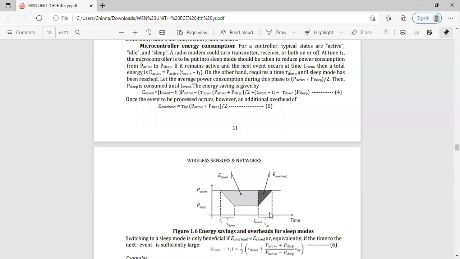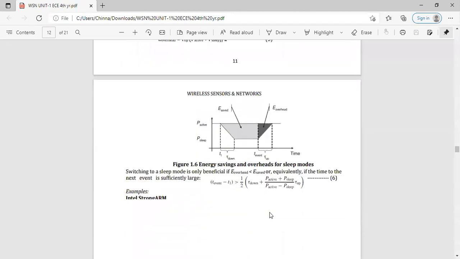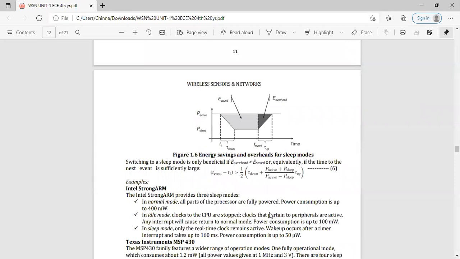We also have the overhead of that particular event. In that case, E overload is equal to T up times (P active plus P sleep by 2). That is the formula for the event overhead. Switching to the sleep mode is only beneficial if E overload is much less than E saving. So when considering switching to sleep mode, E overload will always be less than E saving. That is the condition for this representation.